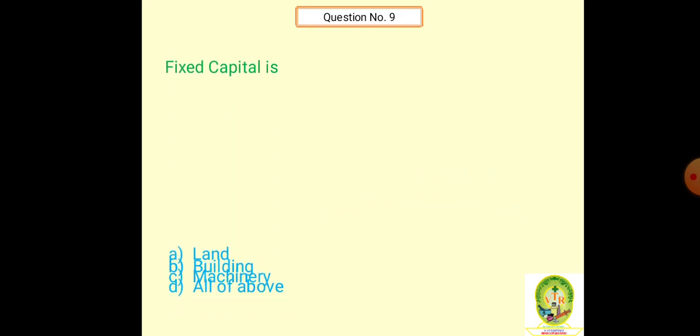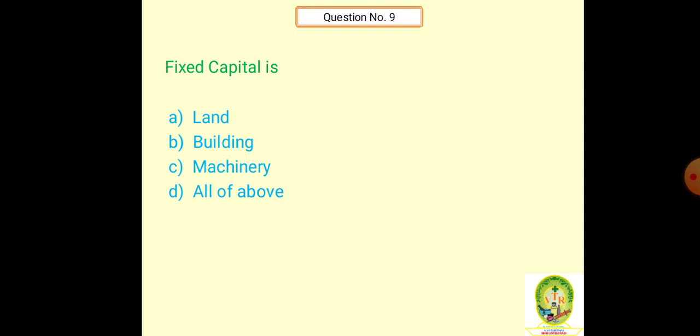Fixed capital is? Options are A. Land, B. Building, C. Machinery, D. All of above. Right answer is D.